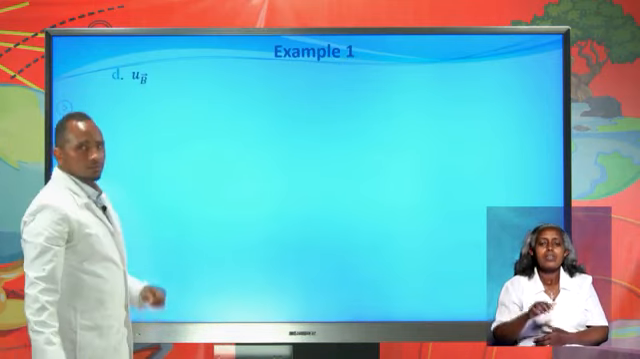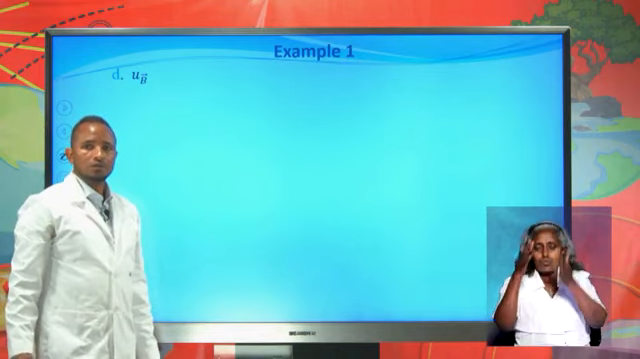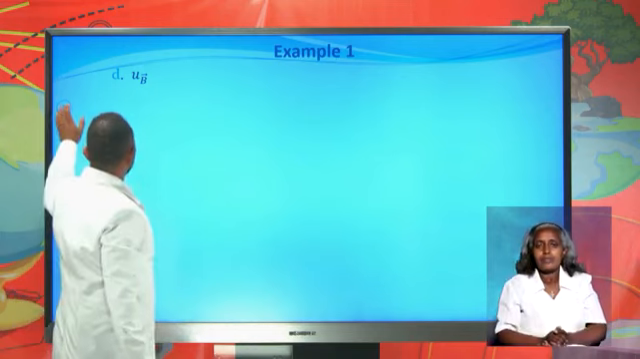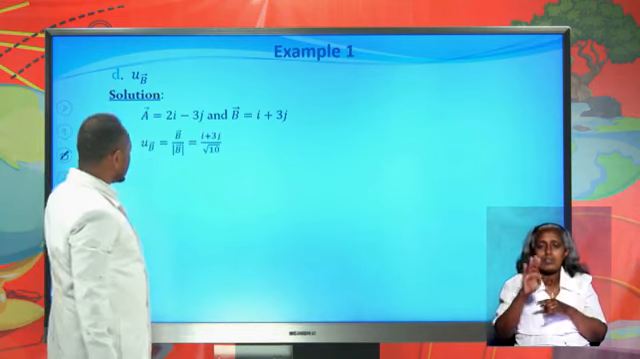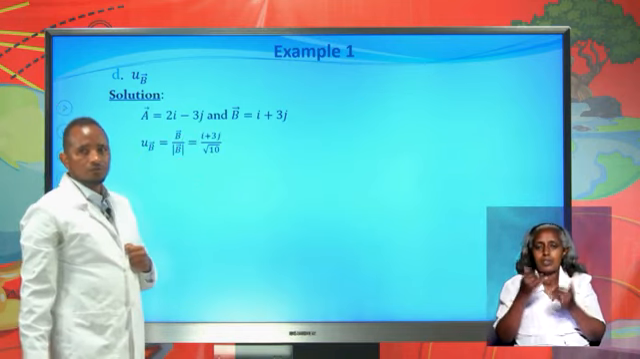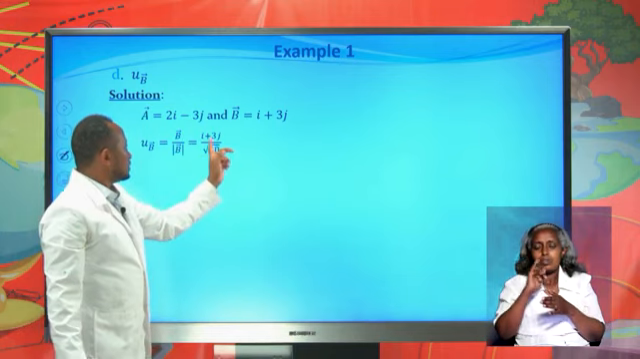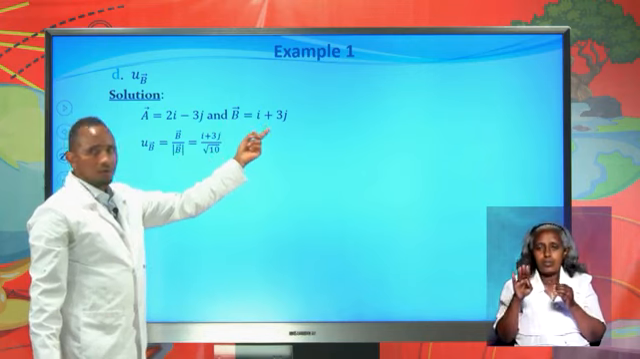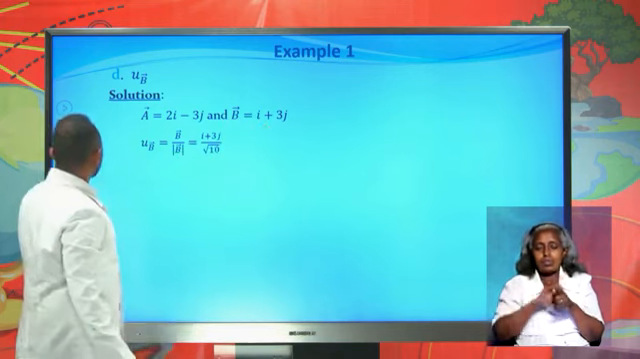Okay, now the other part. We are asked to determine the unit vector in the direction of b. The unit vector in the direction of b is given by this formula, b divided by the magnitude of b. So vector b is here, it is i plus 3j, divided by the magnitude of b. We have found the magnitude of b is square root of 10. This is a unit vector in the direction of b.